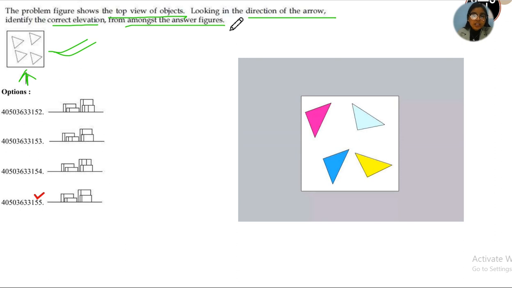He has not mentioned the front elevation, he has just written the direction of the arrow, but the direction of the arrow is in front only. So we have to find out the front elevation.